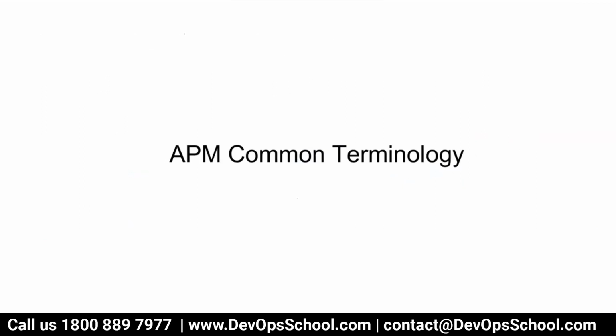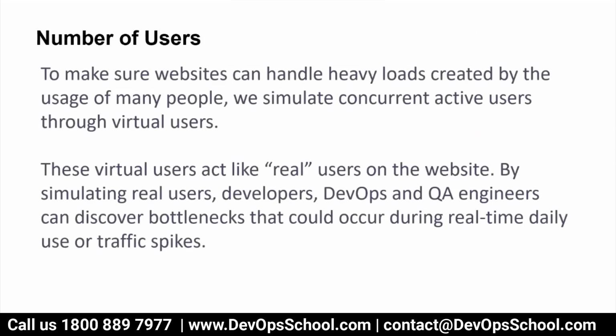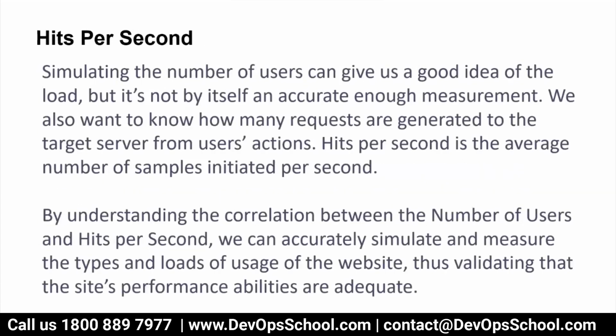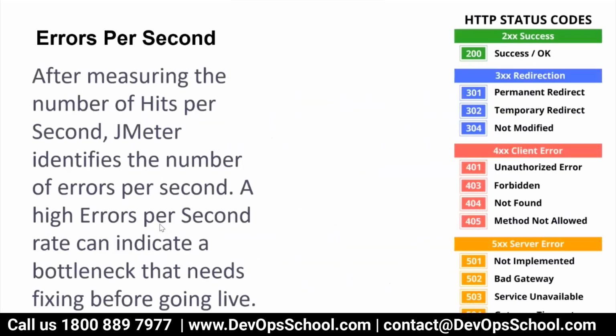Okay, so now we have understood about APM. Now let's understand some of the common terminologies. I'll not get into too much detail, because I'm assuming most of you are aware of it. The concept of number of users per second, per minute, per hour, per day, you know that. I don't need to explain it to you. Hits per second: you understand how many hits I am getting on my website each second. We will use this in APM.